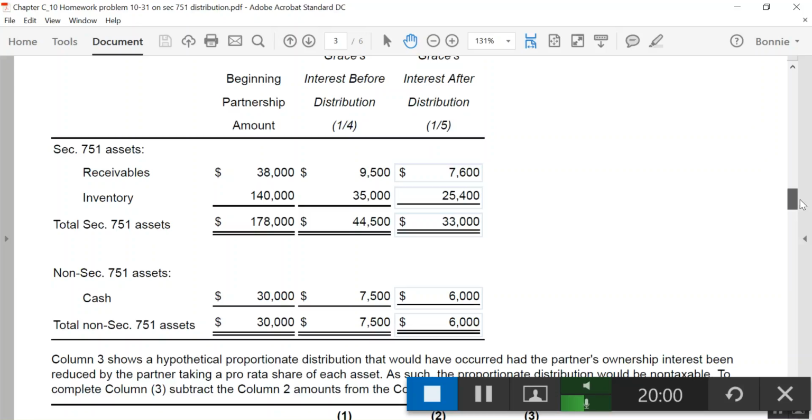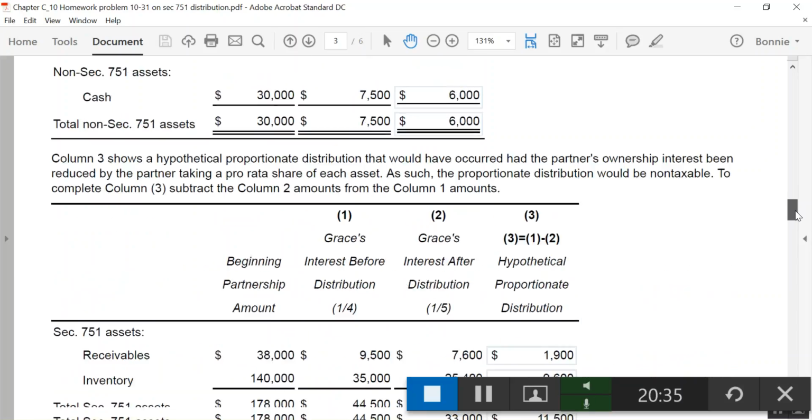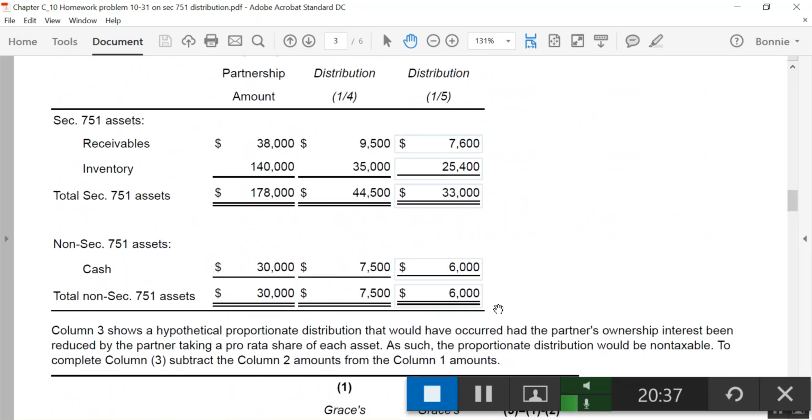So that's what I did here. I multiplied 20% times 38,000 and got 7,600. With regard to the inventory, I took the 140 and subtracted $13,000 of her distribution from it, which left me with 127, and 20% of that is 25,400. So after distribution, she has a total interest in the 751 assets of 33,000 and a total interest in the cash of 6,000.